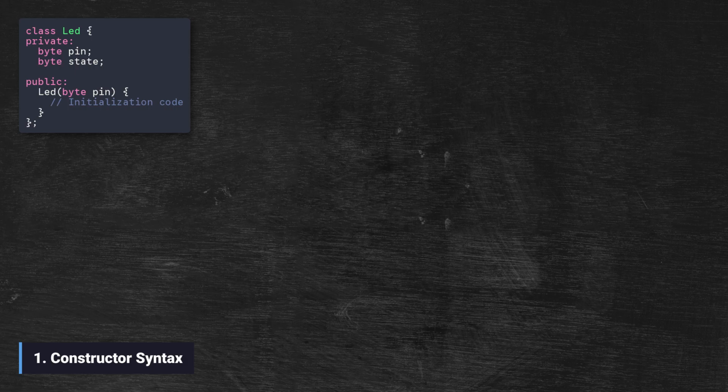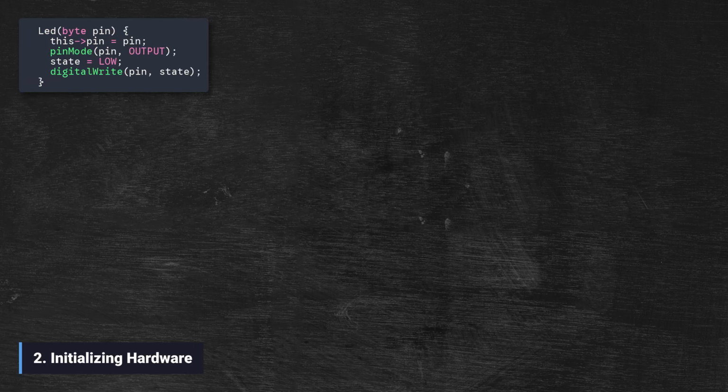A constructor must have the exact same name as the class, and it does not have a return type, not even void. We place it in the public section so it can be called when we create an instance of the LED. Here, we pass a byte named pin as an argument. Inside the constructor, we assign the incoming pin value to our private pin attribute using the this pointer to avoid confusion. Then, we do something very important.